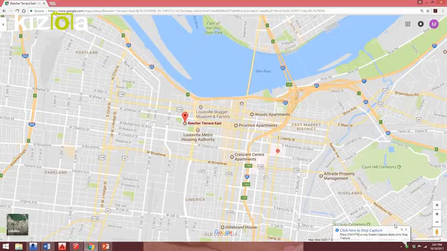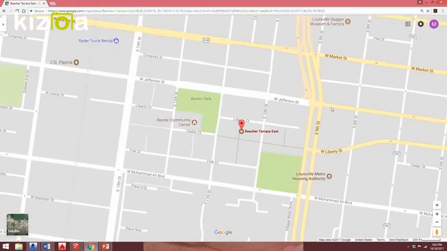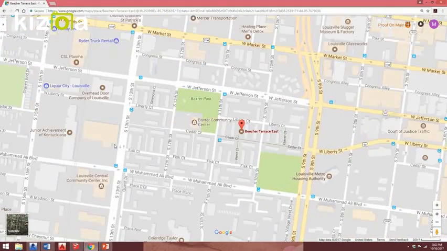Hi, my name is Raymond Deach, and today I'll be presenting about the revitalization and rehabilitation of Beecher Terrace in Louisville, Kentucky. Here we're looking at a map of Louisville, Kentucky, and you can see in this general vicinity is the downtown area, and located here between 9th and 13th Street, and between Muhammad Ali Boulevard and West Jefferson Street, we have the area known as Beecher Terrace.